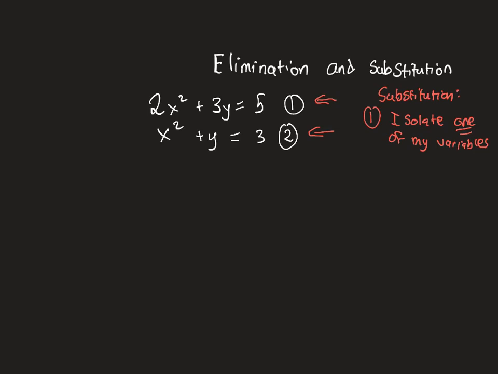Now, in this case, it makes more sense to use equation number 2 because you already have a variable that is already kind of by itself. It's not being multiplied by anything, it's not being divided by anything. So this is going to make it a little bit easier. So if I want to get y by itself, I have to get rid of this x squared. To do that, I'm going to subtract x squared from both sides, giving me y is equal to 3 minus x squared. Let's call this equation number 3.